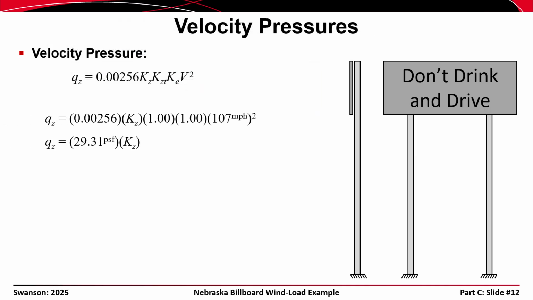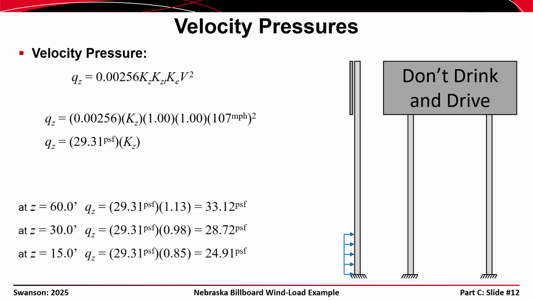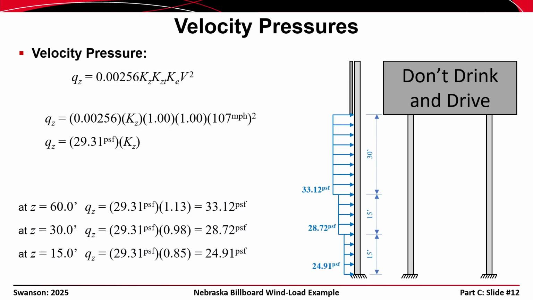I'll start the process of calculating q sub z by evaluating all of the variables except for k sub z. With that, we are left with q sub z equal to 29.31 pounds per square foot times k sub z. Next, I'll calculate q sub z at each of the 3 elevations that we identified on the previous slide. That is, at z equals 15 feet, z equals 30 feet, and z equals 60 feet.